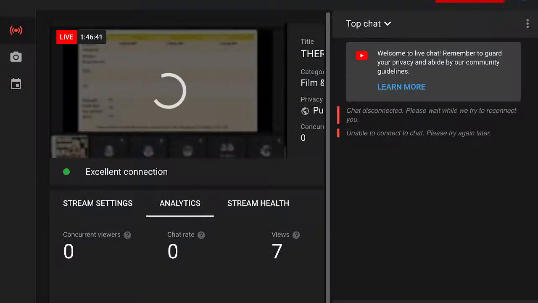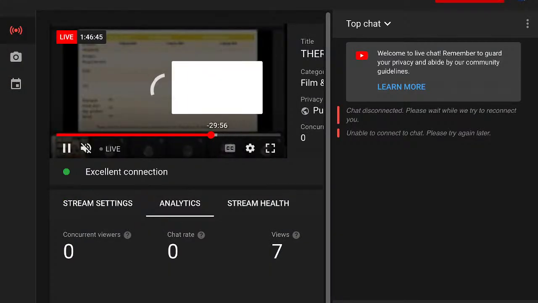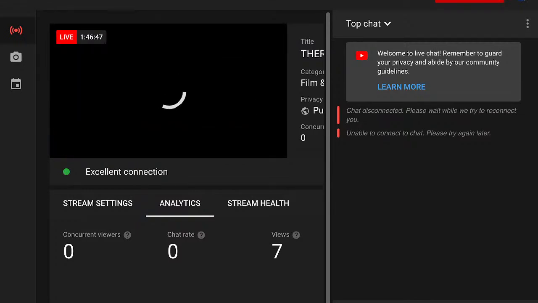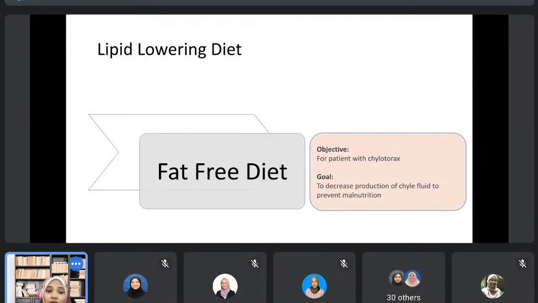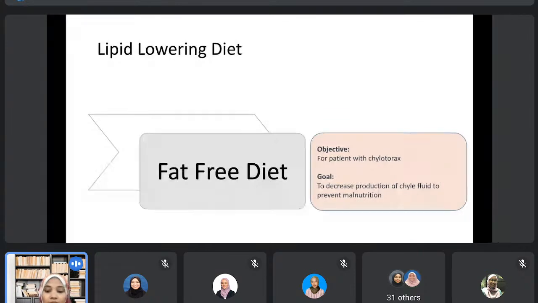So it occurs when the fluid that digests fat builds up around the lungs. So what happen adalah dia akan mengganggu pernafasan. So dietitian plays an important role to prevent the malnutrition and also to minimize the chyle production and the flow. Okay, next.